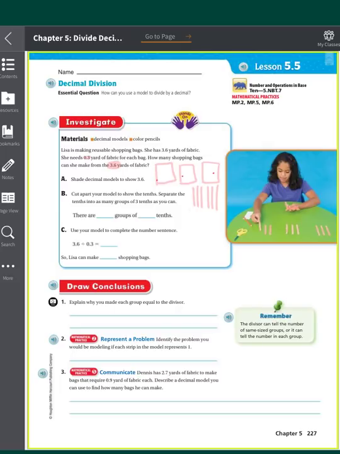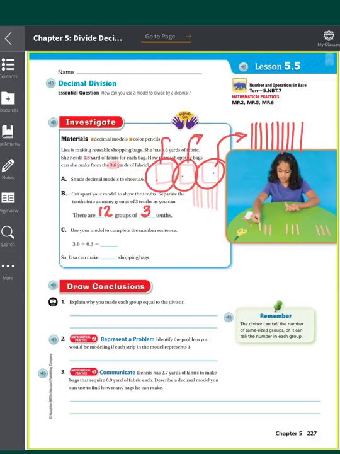So there are 12 groups of 3/10. So that would mean if I took these apart and I turned it into tenths, you would have 36 tenths and then you would divide it into groups of 3. So 3.6 divided by 0.3 is 12. So she can make 12 shopping bags.